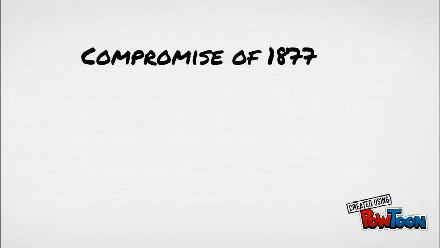To add to more controversy during this time, in the election of 1876, Samuel Tilden actually got more votes than Rutherford B. Hayes, but Hayes won because of the Compromise of 1877, which essentially ended the military occupation of the South and ended Reconstruction.